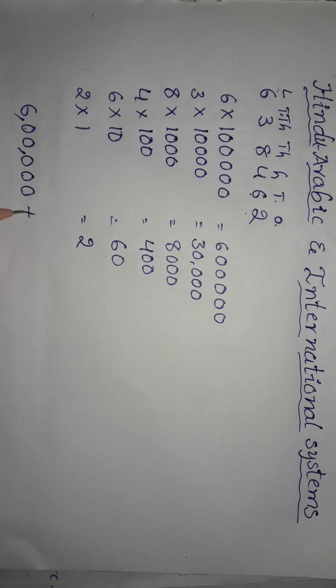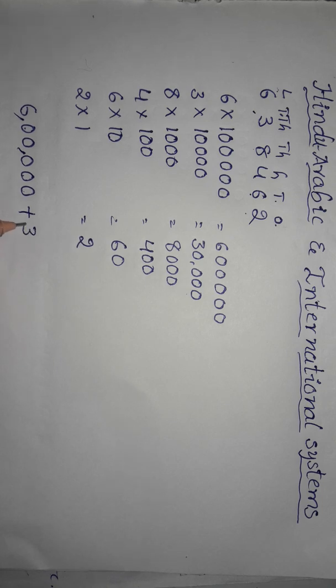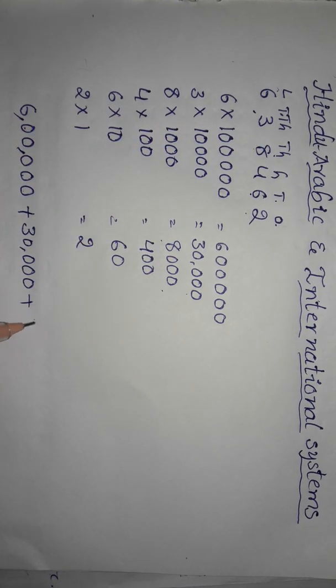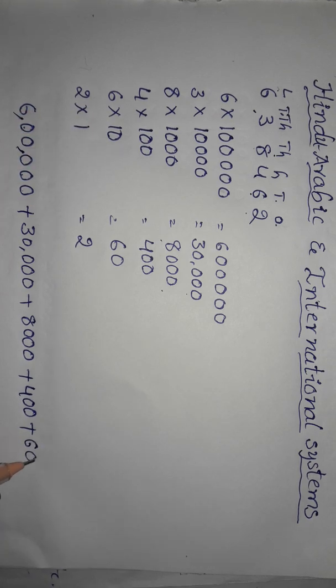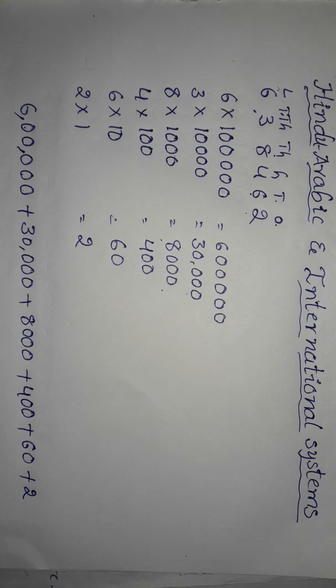6 lakhs. Next, 3 in 10,000s place. So, 30,000. 30,000 plus 8 is in thousands place. So, 8,000. 8,000 plus 4 is in hundreds place. So, 400 plus 6 is in tens place. So, 6 tens are 60 plus 2 ones are 2. So, here it is completed in the Hindu-Arabic system.